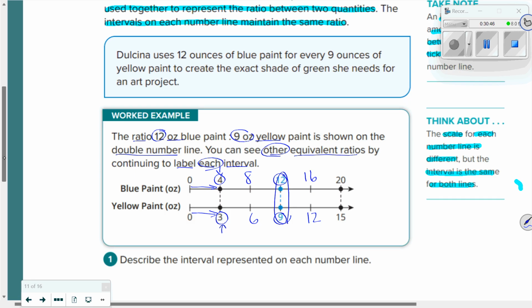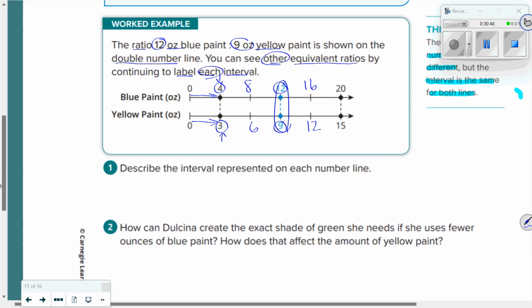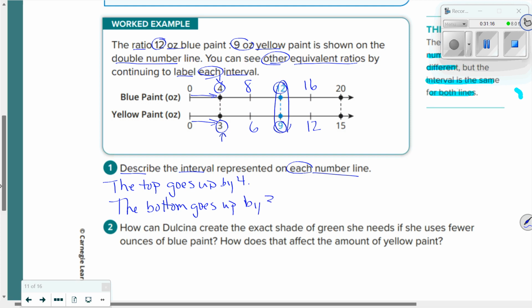Okay? And if we have our double number line set up properly, then it's going to give us all of the correct ratios at any given point. So if I were to describe the interval represented on each number line, the top we said goes up by 4. The bottom goes up by 3. So even though my intervals are different, they will be consistent within that number line.